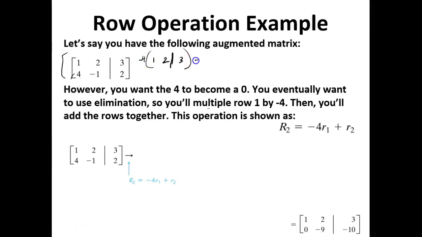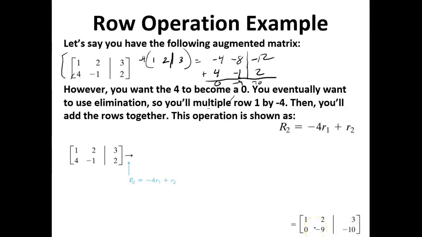When we do that, what it becomes is -4. This -4 is going to have to distribute to all the pieces. So -8 and then -12. Then we're going to add the rows together. So we're going to add this first row that we took times a constant multiple onto the second row, which is -1, 2. When we add those together, notice how that becomes 0. This becomes -9, and this becomes -10. So when we do this operation, that bottom row becomes 0, -9, -10.